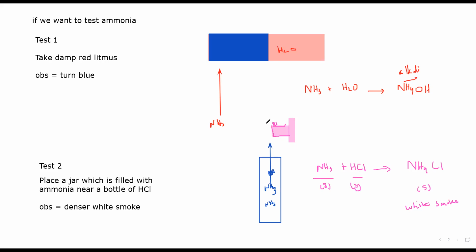So near the bottle where we place this HCl, near the mouth of the gas jar, we will observe a dense white smoke is produced. And that dense white smoke is actually ammonium chloride. So these are the two ways by which we can test or check the presence of ammonia gas. Is it clear, this part?